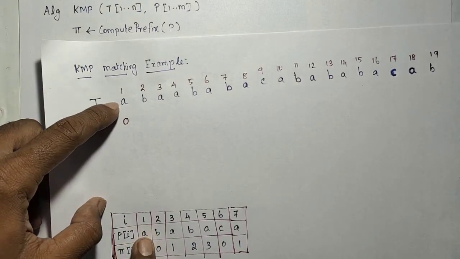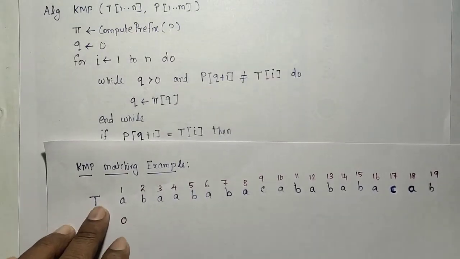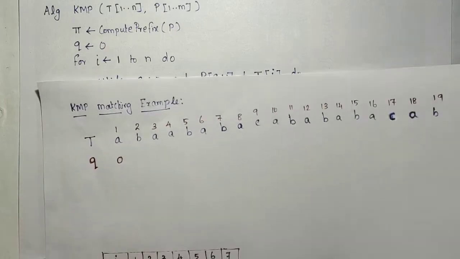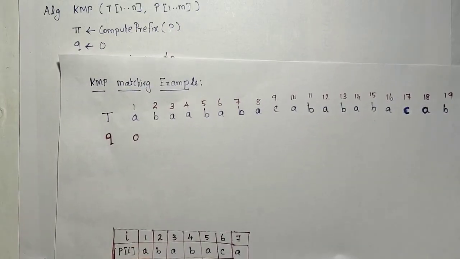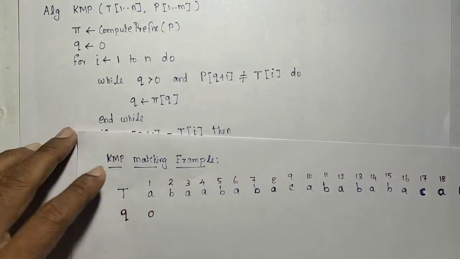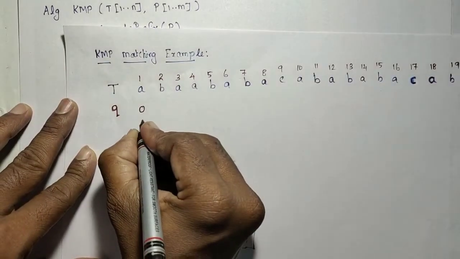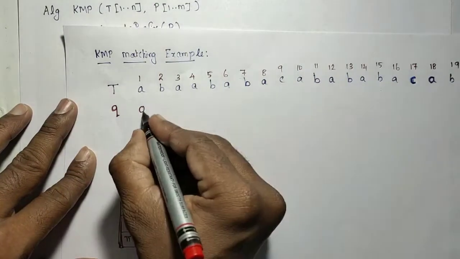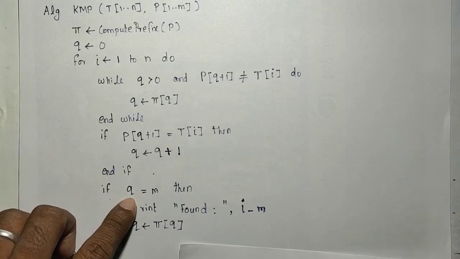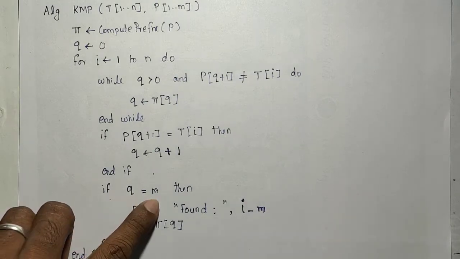So a and a match, correct? So far 0 characters are matching. The ith character in T matches with the next character in P. The next character is q plus 1, which is a. Since it matches, q will be incremented, so q will change from 0 to 1. After that we need to check whether we found the pattern. We found the pattern if q has reached m.